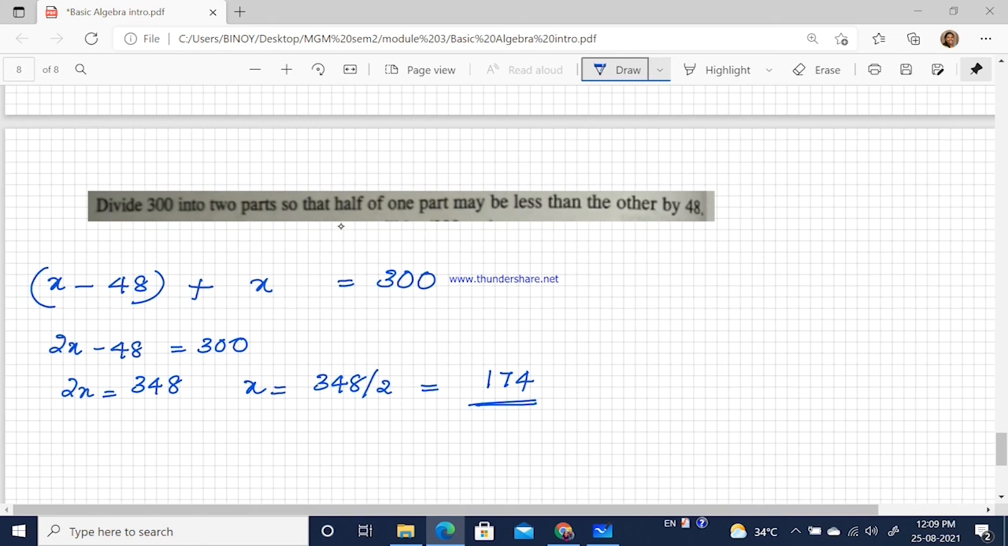Okay, x minus 48 and x. So divide 300 into 2 parts so that half of one part is x minus 48 and the other part is x only. So x plus x minus 48 is equal to 300. So 2x minus 48 is equal to 300. So x is equal to 174. So the other part will be 126, since x minus 48 is equal to 174 minus 48, that is 126. Okay.